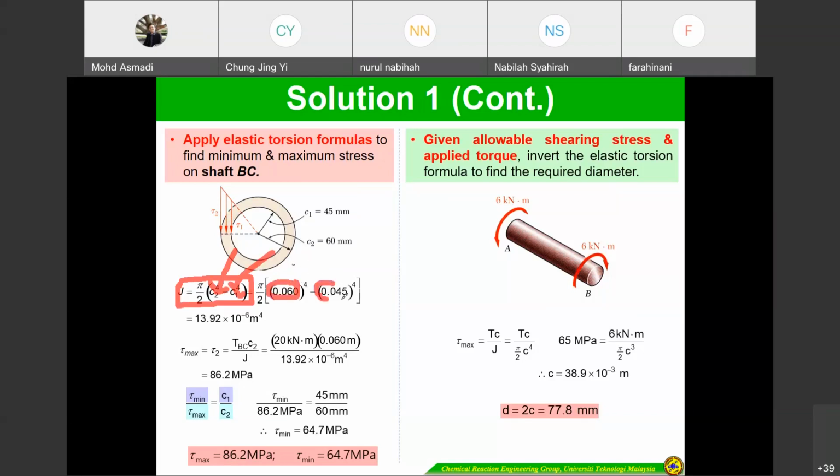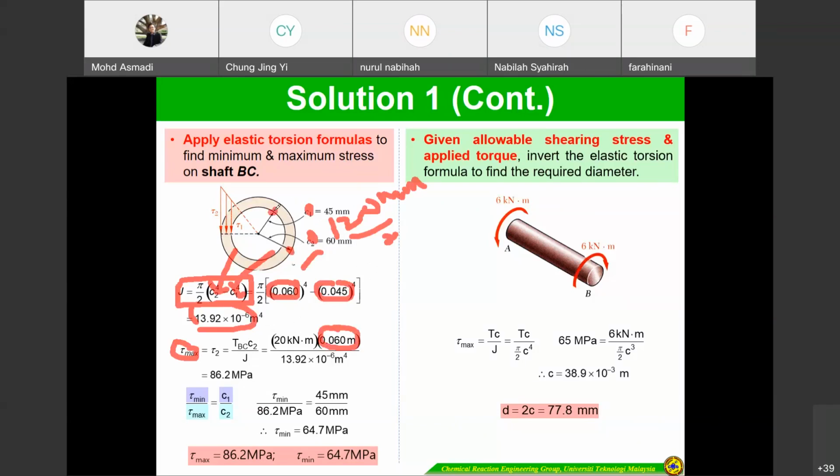This one is 120 diameter, this one is 90. So this one is 120 millimeter divided by 2, because c is the radius, not the diameter. So we can get 13.92 times 10 to the negative 6. Substitute into tau max. Tau max is the outer one, that's why we use the 0.6, this outer side, C2. So we can get tau max.